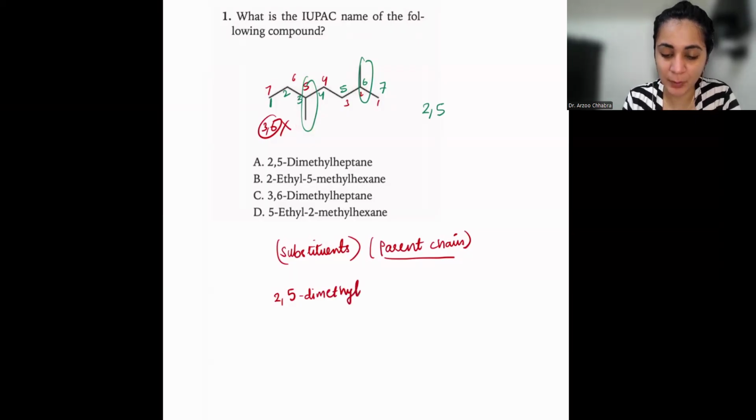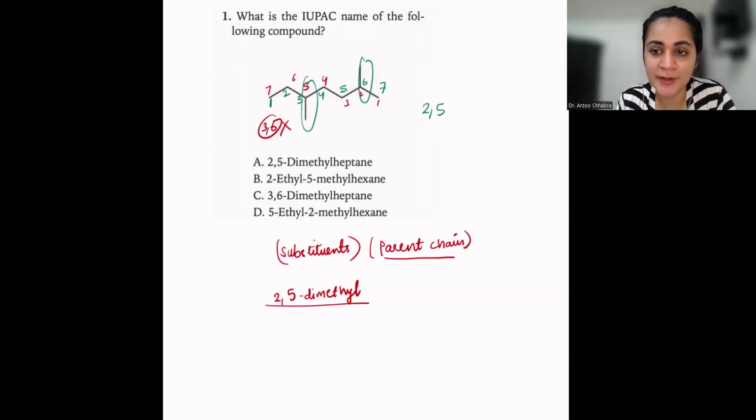And we know that we want to have a comma between a number and a number, right? And then between a number and a letter, you would just have a dash, right? There's always a dash between a number and a letter, or a letter and a number, right? So we got 2,5-dimethyl. So these are the name of the substituents, right? And then the parent chain has 7 carbons. So that would actually just be heptane. Okay.